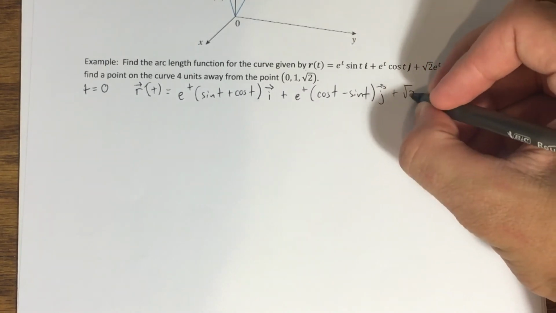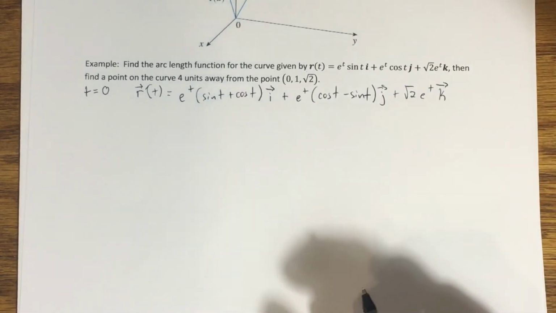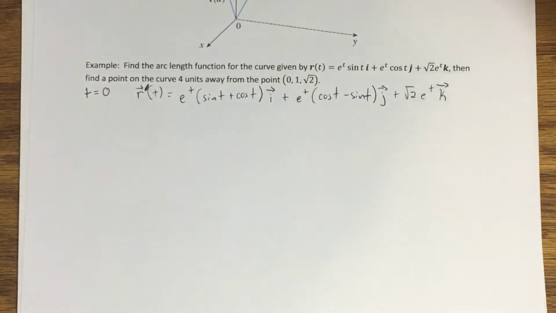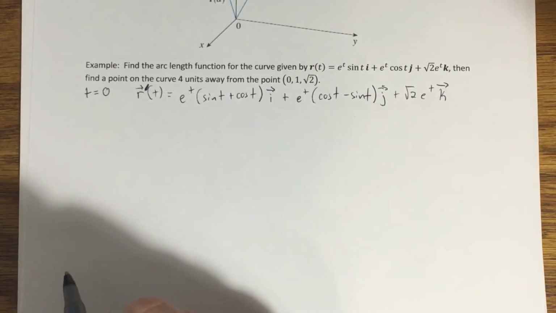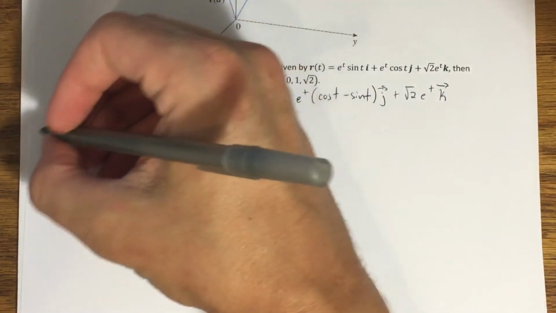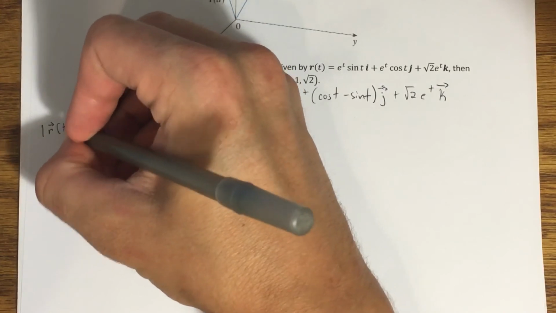Plus root 2 e to the t. Okay, all right, it's hard to see here, there's a prime there, that's r prime. So now we need the magnitude of this, and this initially is going to look very, very messy. So leave myself some space. What is the magnitude of r prime of t?